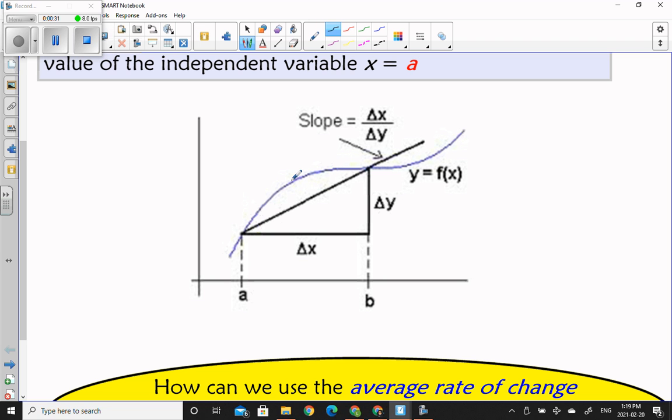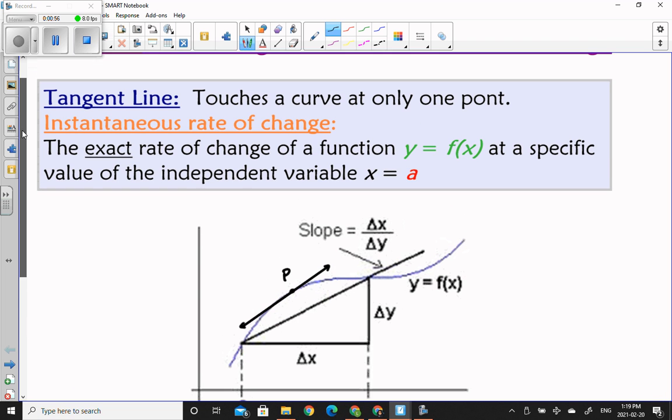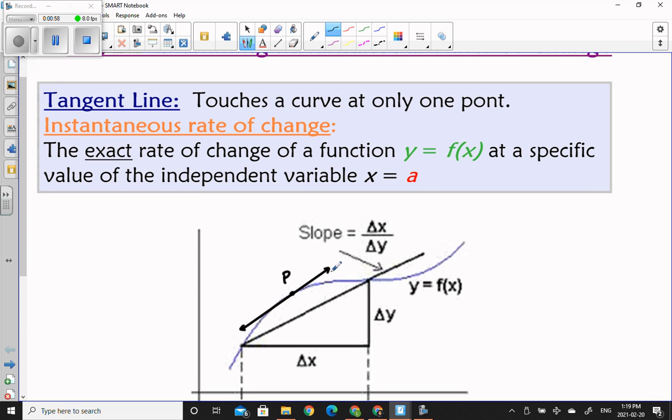What if we didn't want to find the slope of a secant line? We want to find the slope of the tangent to the curve at a point. A tangent line would pass the curve at only one point. So this would be a tangent line. As you can see over here, it is passing through this point at just one point. Let's call this point P. What would the slope of this line be? That would give us the instantaneous rate of change. The tangent line, which is touching the curve at only one point, would give us the instantaneous rate of change.